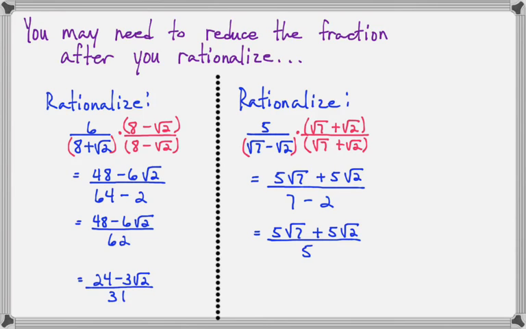So now notice that this coefficient and this coefficient and this coefficient all can be divided by 5. So let's do that. And when we do that, the denominator becomes a 1, which I did not write because we never write denominators if they are equal to 1. And so that's the end result of this one.